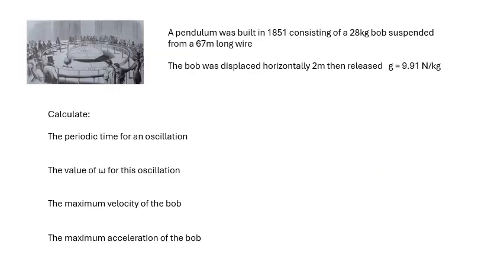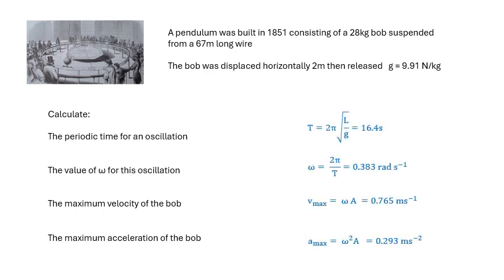Here's a couple more questions for you to do. Pendulum questions. Big pendulum. 28 kilogram bob, 67 meter long wire. It's built by a guy called Foucault. Look it up. It was used to demonstrate the rotation of the Earth. Not really interested in that at the moment. Just big pendulum. Pen, paper, calculator. Do the sums, and the answers are in 3, 2, 1. There you go.